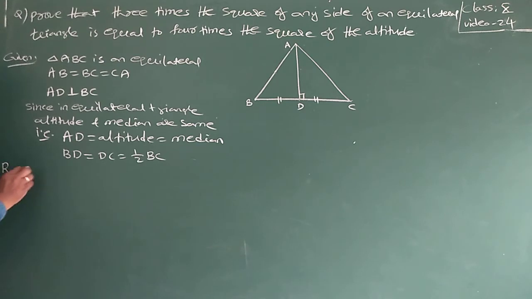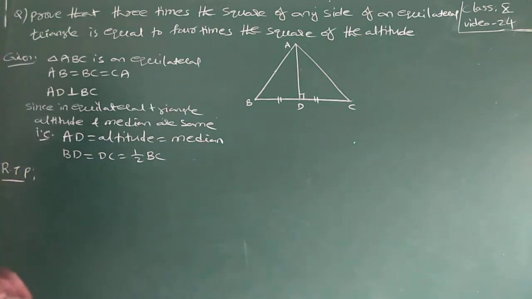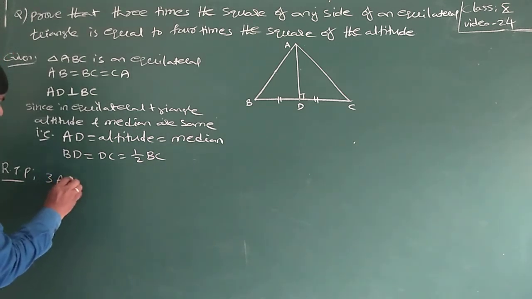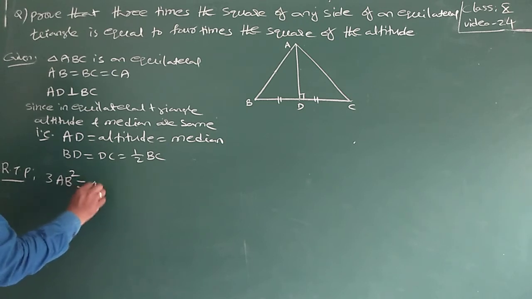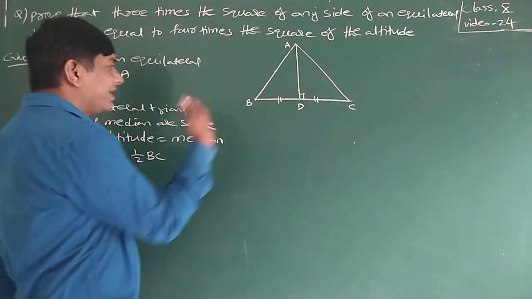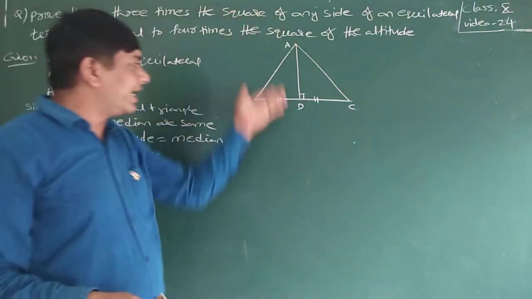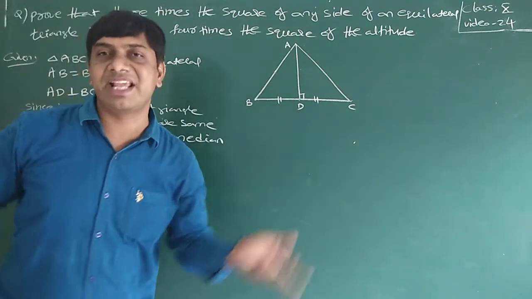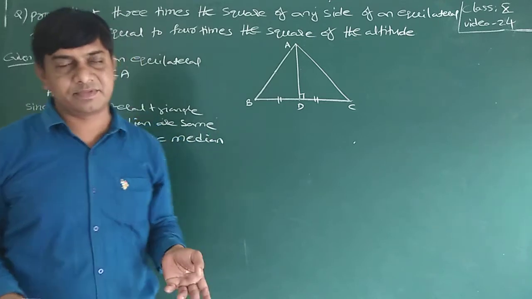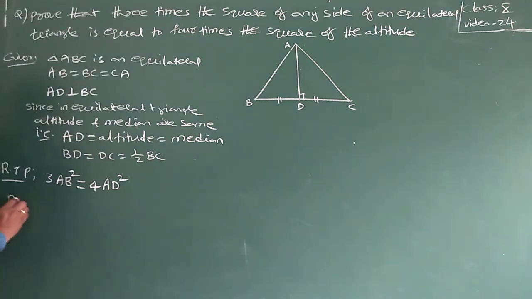Now, required to prove. Once I write this information, my proof will be easy. Required to prove is 3 times the square of any side, meaning 3 into AB square is equal to 4 times the AD square, altitude square. You can take any side: AB, BC or AC. Since I took AD perpendicular on BC, I can't take BC, so I took AB. Proof.